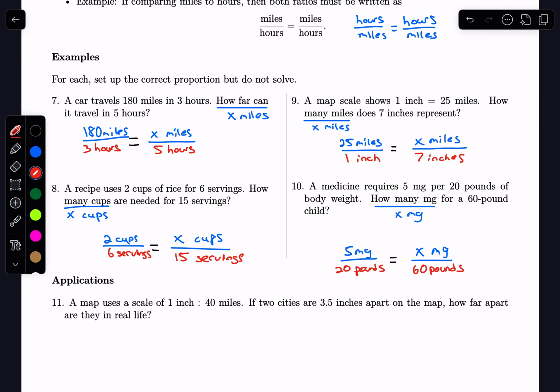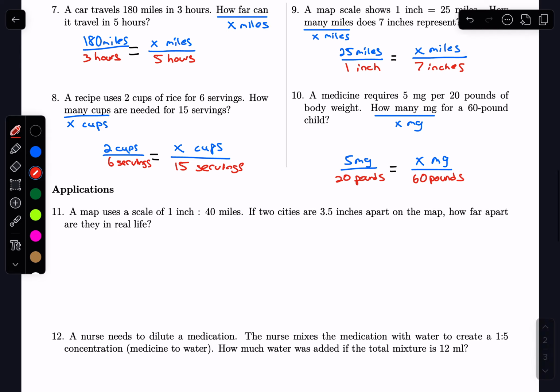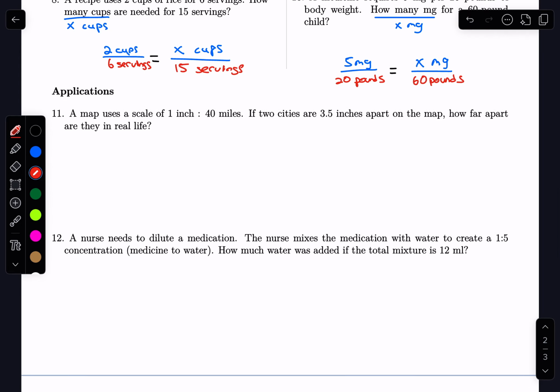All right, now we're going to solve some very similar problems to the ones we just saw, but we're also going to have a few more complicated ones mixed in here. So first one isn't too bad at all.